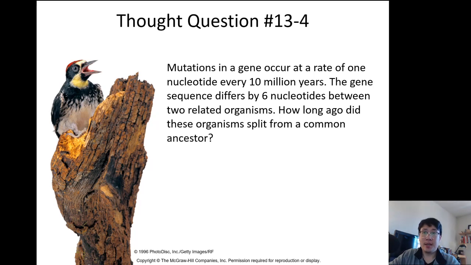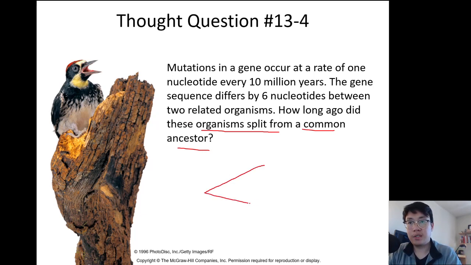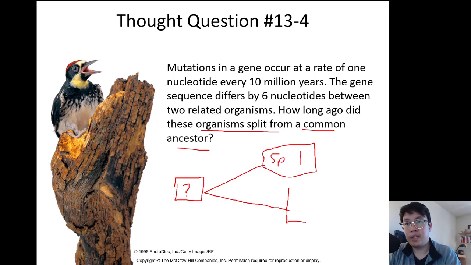Okay, you're back. So, mutations. Always ask yourself, when dealing with a word problem, what is the question asking? This question is asking, how long ago did the organisms split from a common ancestor? So we're trying to find how long ago was this common ancestor. This is what we're trying to find. This is species 1. Species number 1. This right here is species number 2.